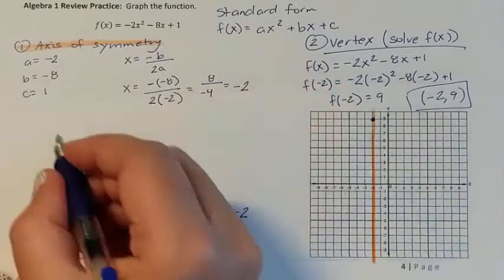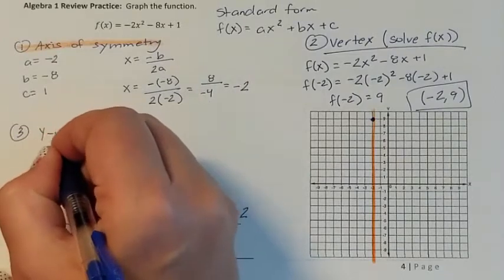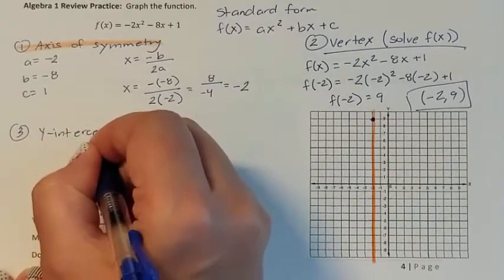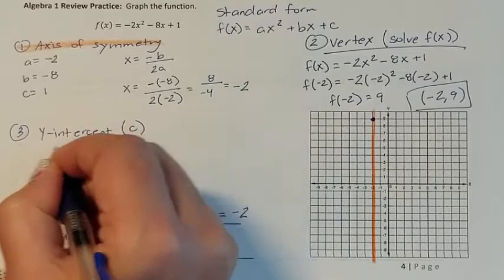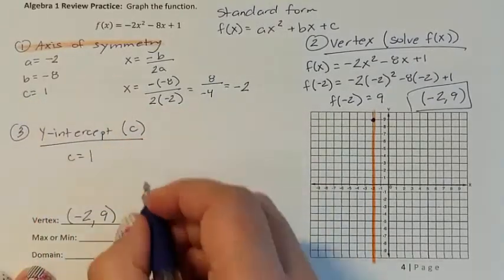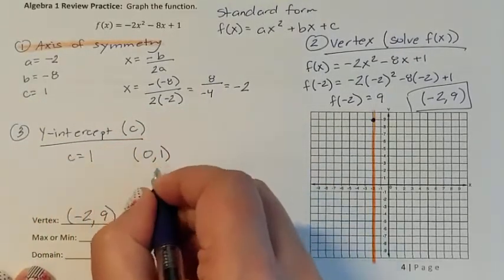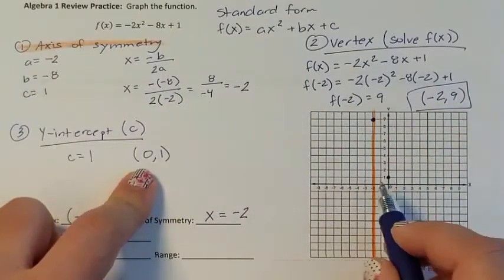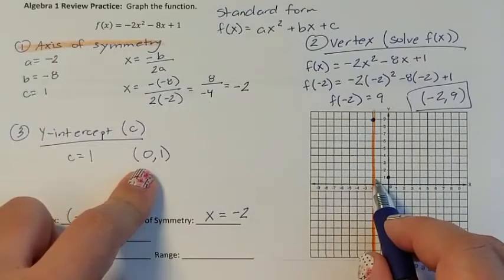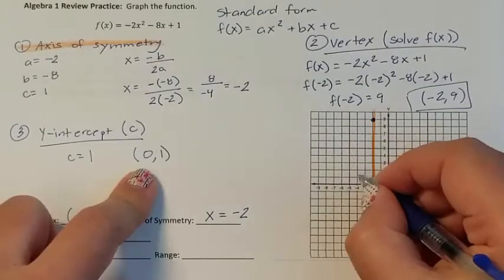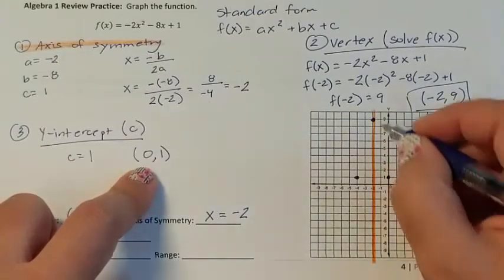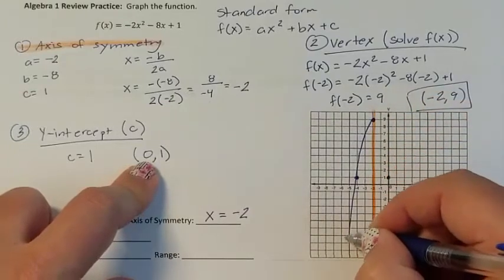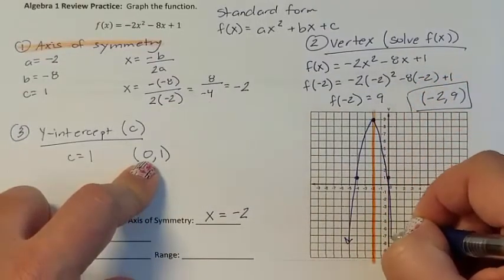After step 2, you need to find your y-intercept. And the y-intercept is just your c value. My c is 1. So my y-intercept is the coordinate point 0, 1. And 1 is right here. He is 2 away from the axis of symmetry. So his partner is also 2 away from the axis of symmetry. So connect these with the smooth U shape.